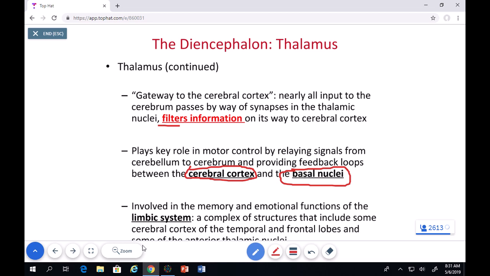Something else that our thalamus is intimately involved with is the limbic system. The limbic system is not so much a structural categorization, but is primarily a functional categorization. When we think of the limbic system, I want you to think of the emotional brain.